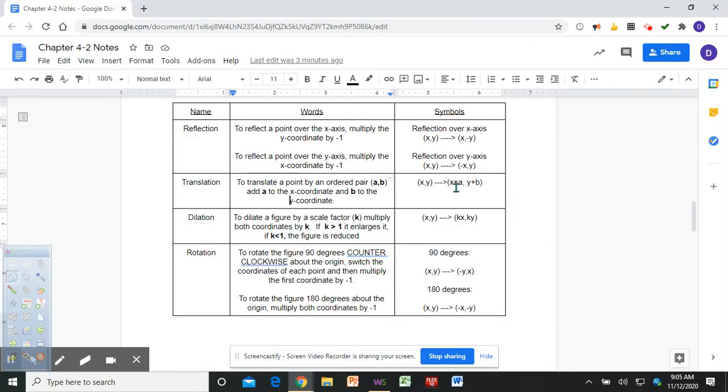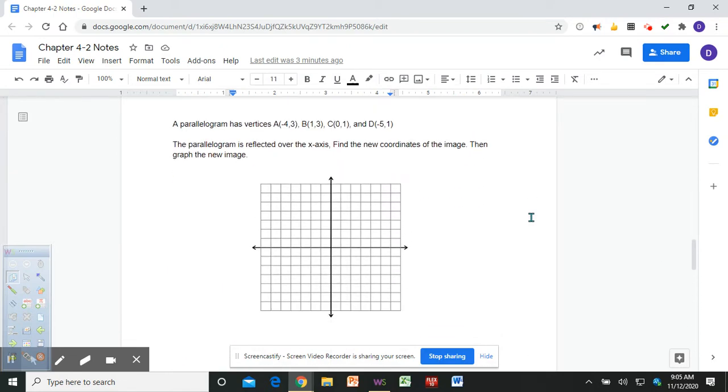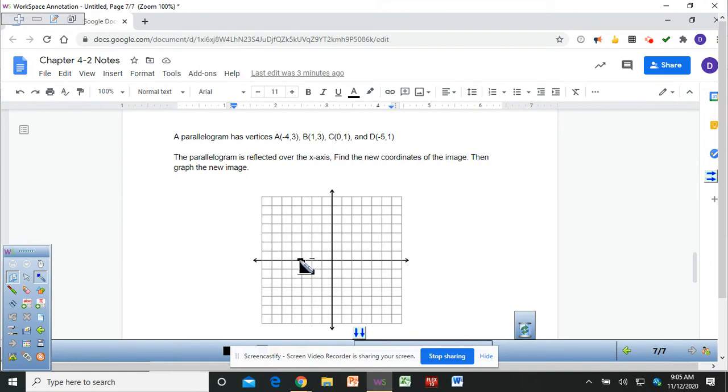Okay, so we'll look at a couple examples real quick right here. So this first one wants us to graph this parallelogram. So I'm going to do that real quick. So -4, 3, 1, 3, 0, 1, and -5. So -5, 1. And this is the shape we're dealing with now is right here.